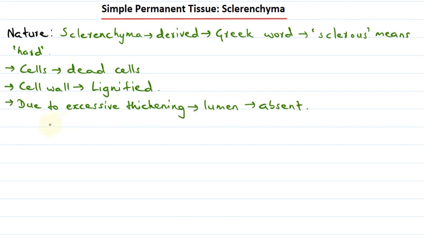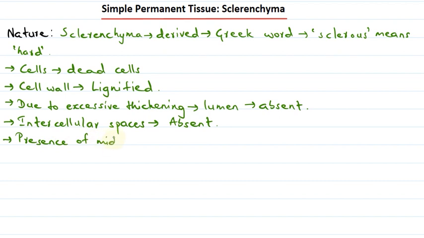Then the sclerenchyma cells are closely packed, so there are no intercellular spaces between the cells of sclerenchymatous tissue because they are very closely packed. And there is a conspicuous middle lamella between two sclerenchymatous cells.